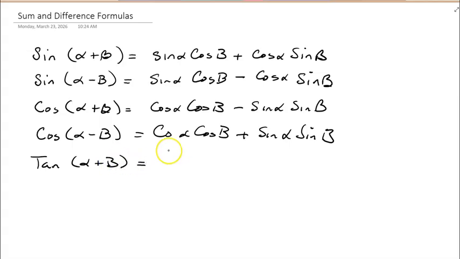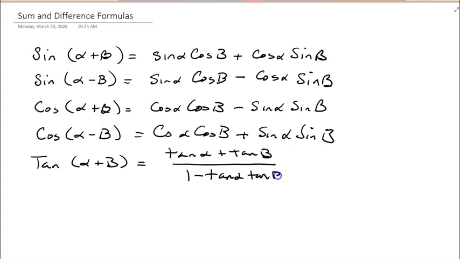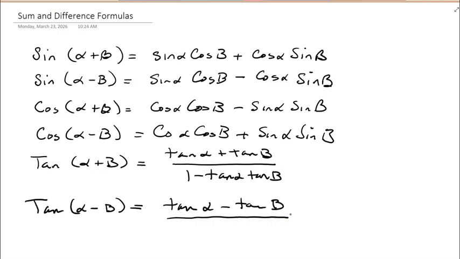Tan of alpha plus beta is actually tan alpha plus tan beta over 1 minus tan alpha tan beta. And tan of alpha minus beta is tan alpha minus tan beta all over 1 plus tan alpha tan beta. So in the past, we certainly used to make students memorize these formulas, but since we're not, we will make sure we jump up to the correct formula when we need it.